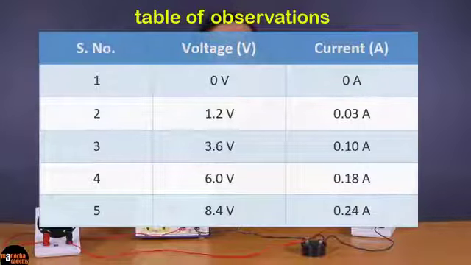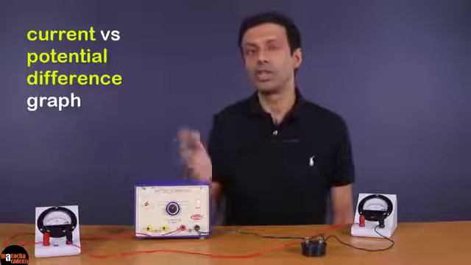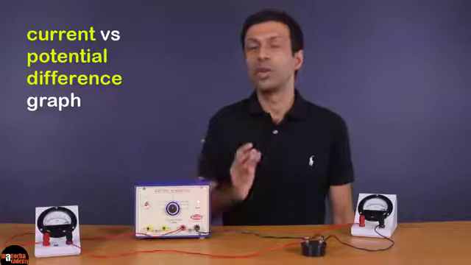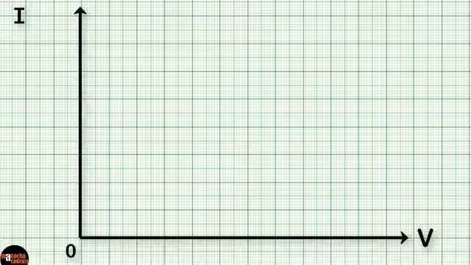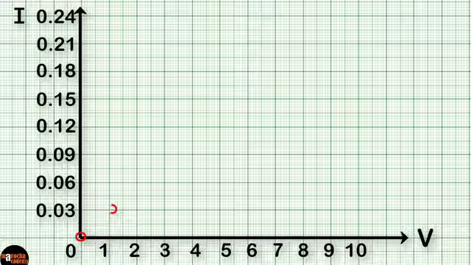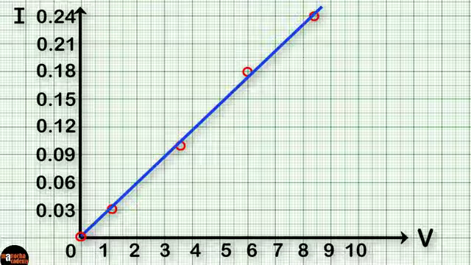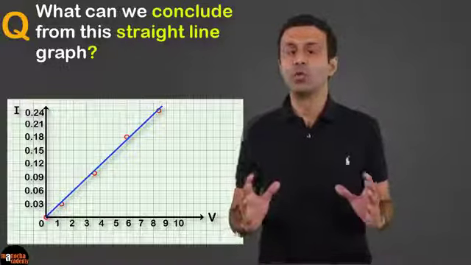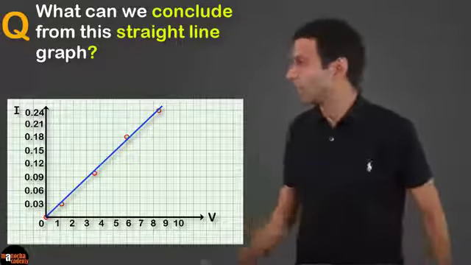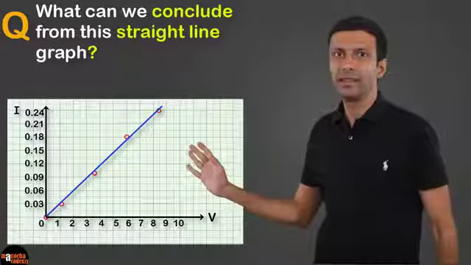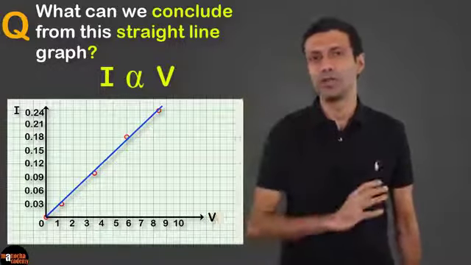Let's plot a graph of this table. We will plot a current versus potential difference graph. So we'll put potential difference on the x-axis and current on the y-axis. As you can see, the graph is approximately a straight line passing through the origin. What can we conclude from this straight line graph? That's right. Since the graph is approximately a straight line, the current is directly proportional to the potential difference.